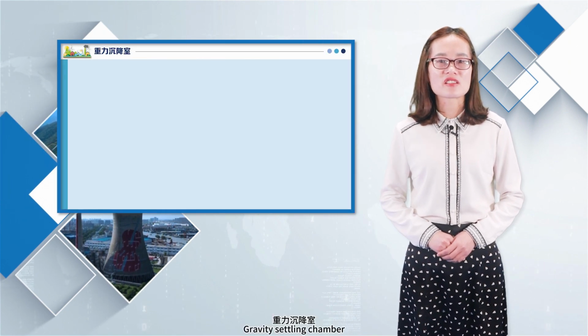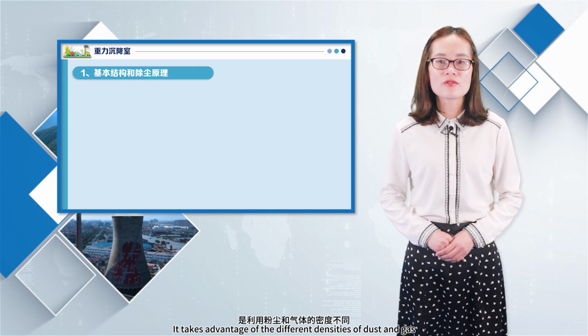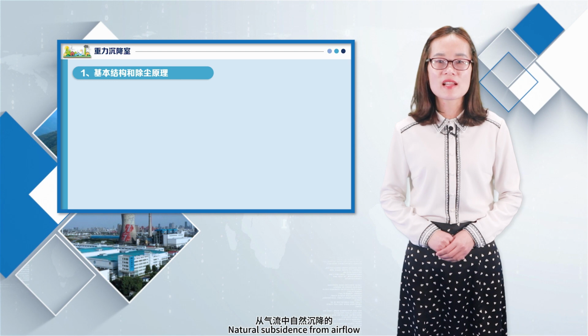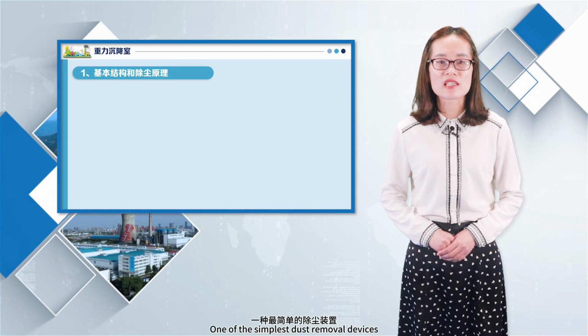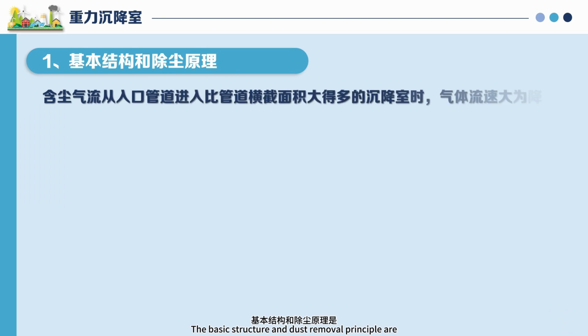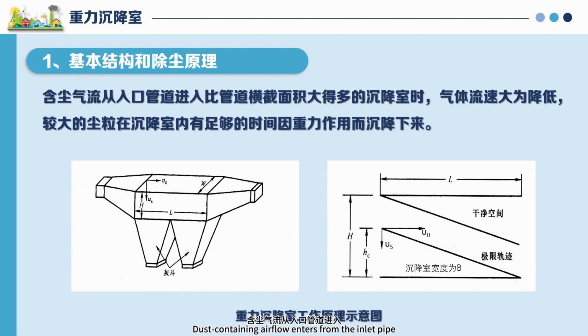Gravity settling chamber. It takes advantage of the different densities of dust and gas to make dust settle naturally from the airflow by its own gravity. It is one of the simplest dust removal devices. The basic structure and dust removal principle are: dust-containing airflow enters from the inlet pipe.